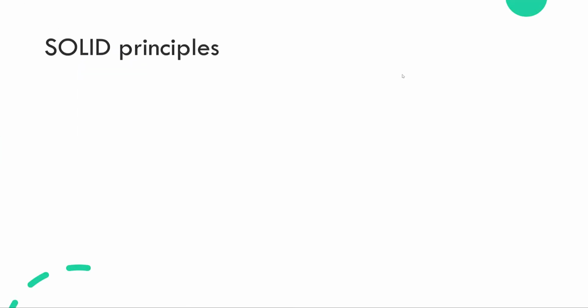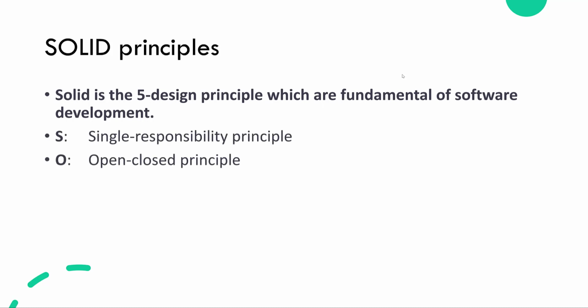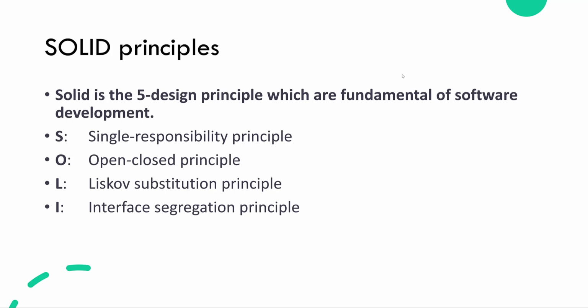Before we understand this separation of concern, let's talk about the SOLID principles. SOLID is 5 design principles which are fundamental to software development. The S in SOLID stands for single responsibility principle, O stands for open closed principle, L for Liskov substitution principle, I stands for interface segregation principle, and D for dependency inversion principle. And that's about the SOLID principles.